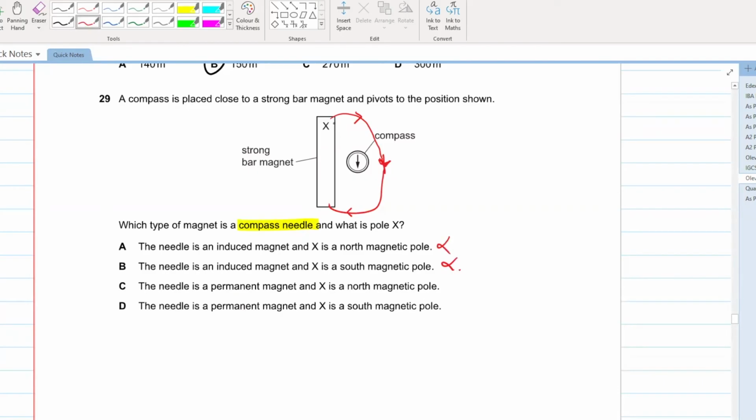What is this pole X? This pole X is emitting magnetic field lines, hence this is a north pole. C is your answer. Simple as that, nothing complicated. Let's further move ahead.